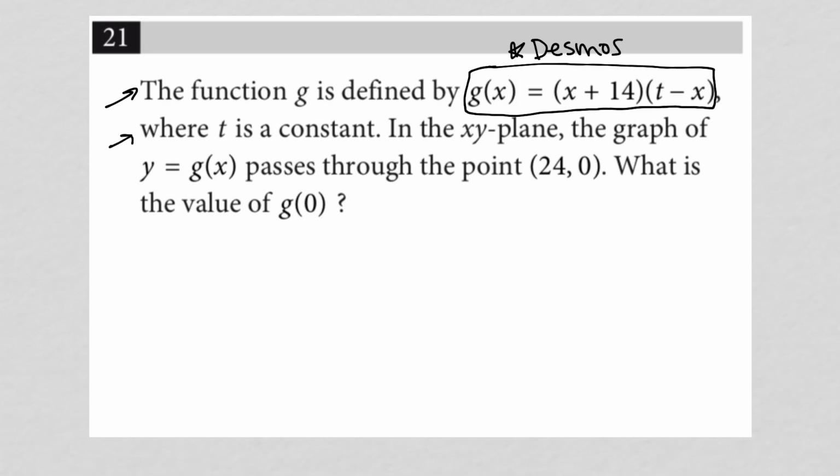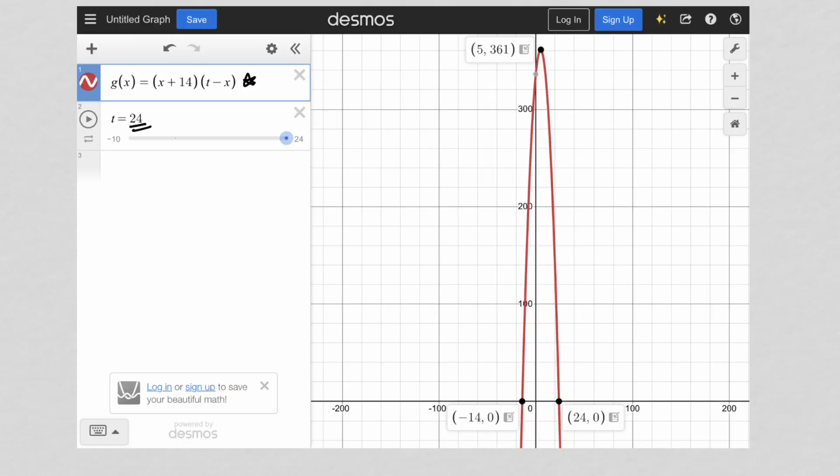In the xy plane, the graph of y equals g of x, right? So basically just the graph that we have there because that is g of x. So in the xy plane, the graph of y equals g of x passes through the point 24, 0. So this is why I set t equal to 24. Because when I added t as a slider, initially, DESMOS automatically set t equal to 1.